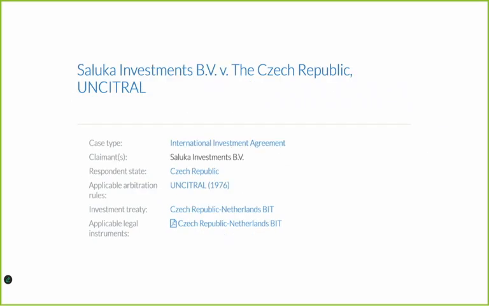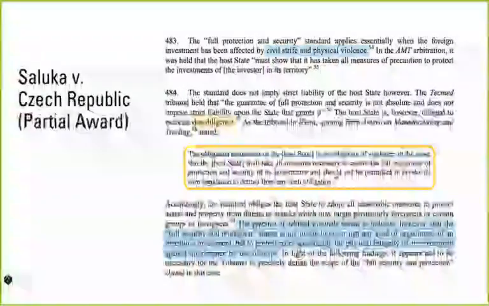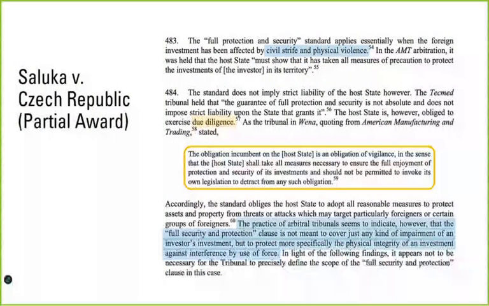And this also shows you that quite often, in a case, the investor is going to raise a few standards. They're going to say this violates FET, and also violates full protection and security, and maybe is also an expropriation and so on and so forth. So you might find that the investor is trying to cover all its bases, so it's raising multiple claims. Here there was also a claim under full protection and security, and the tribunal was very clear to say that it's only about physical security. It's only when the foreign investment has been affected by civil strife and physical violence.